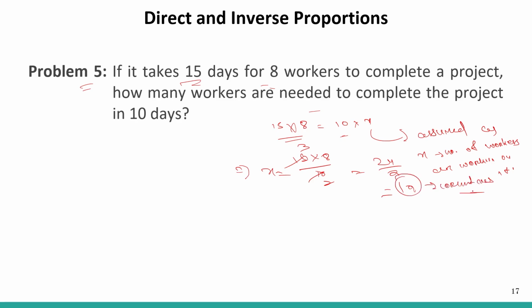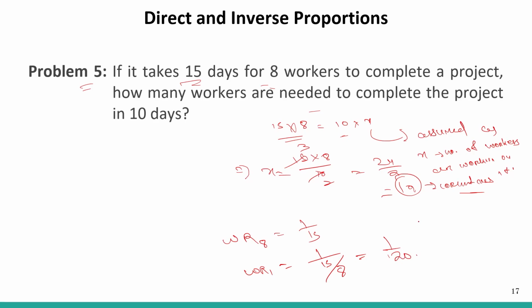We can also go forward with the traditional method. That is, if 8 workers completed the project in 15 days, then the combined work rate of 8 workers is 1 by 15. So WR1 is equal to 1 by 15 whole by 8, which is 1 by 15 into 8. So 15 into 8 is equal to 120.